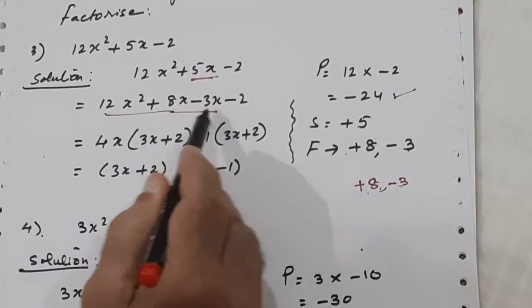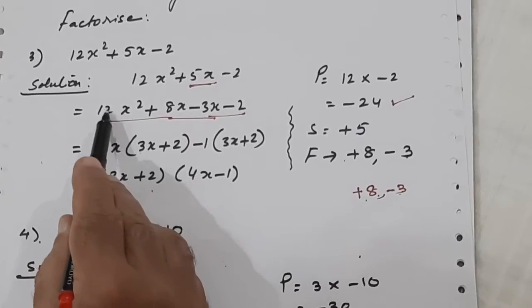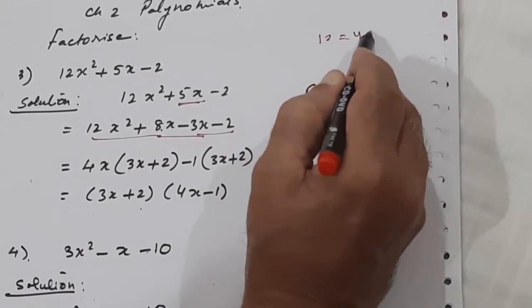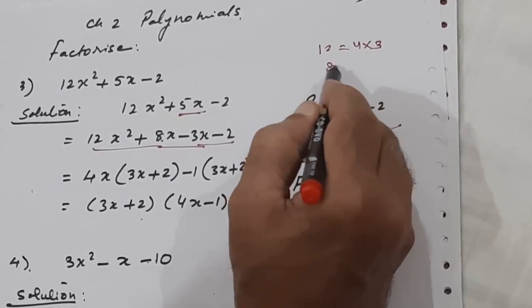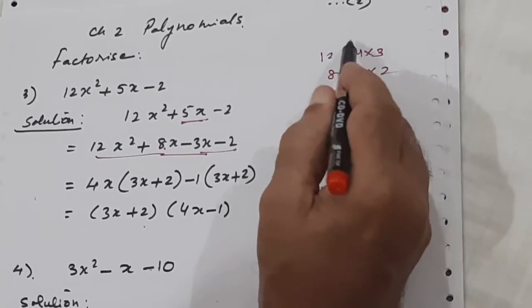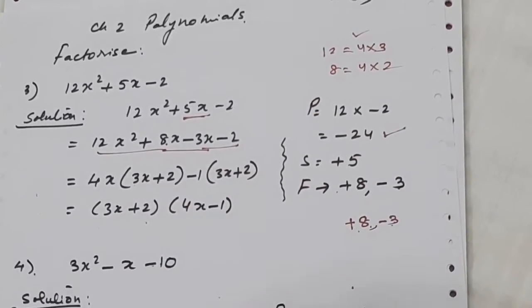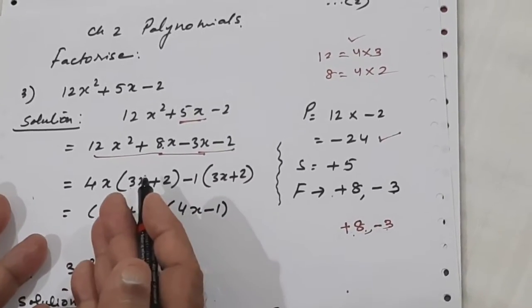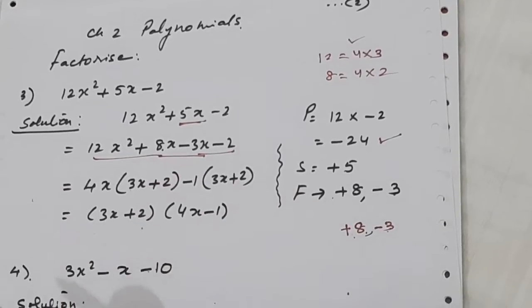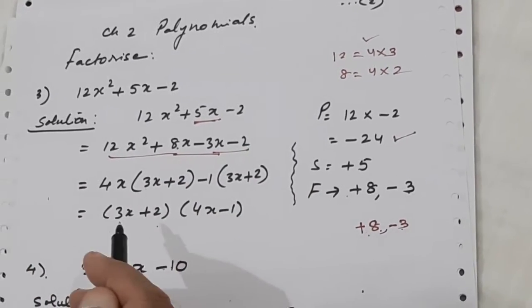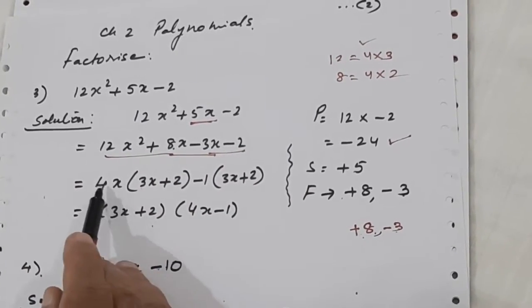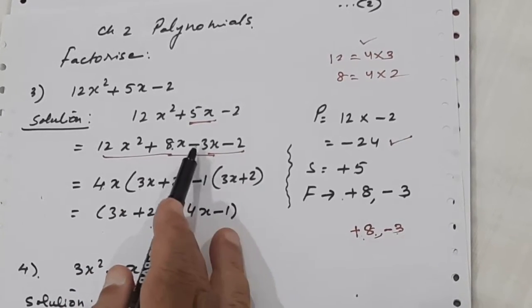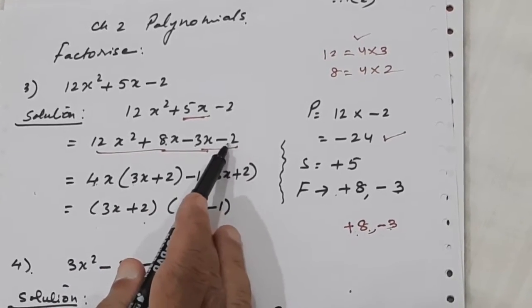And then take the first two terms and the next two terms. Now between 12 and 8, this 12 can be written as 4 into 3, and 8 can be written as 4 into 2. And 4 is common. So the maximum common factor should be taken. First, 2 is also common, but 4 is also common, so take the bigger factor. So 4 times 3 is 12, 4 times 2 is 8. Here nothing is common between 3 and 2.